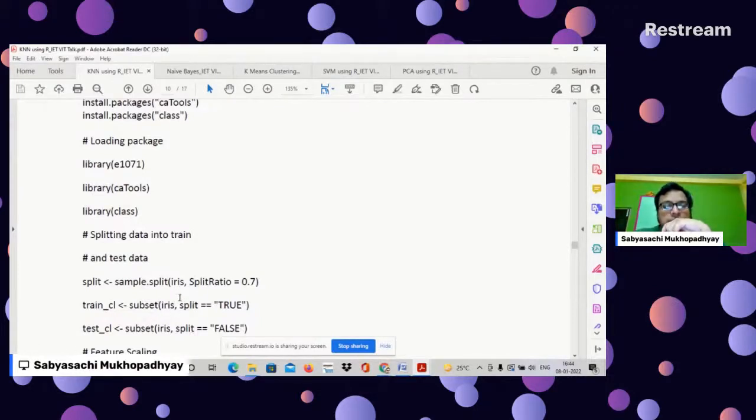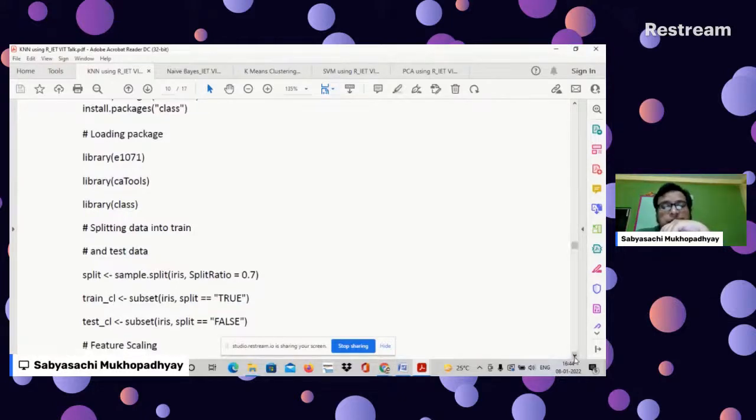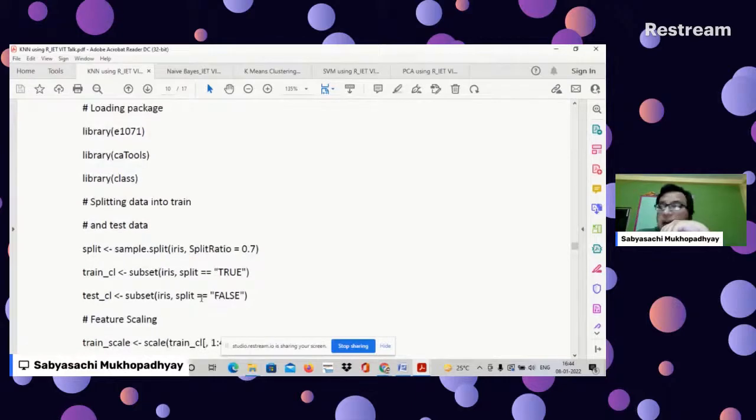So the first argument will be the iris data, and the second argument is split equals true for the training, which you will store under train underscore class, and then test underscore class. Whenever you store it, you will use the subset function. First argument will be the iris data, next split will be false.